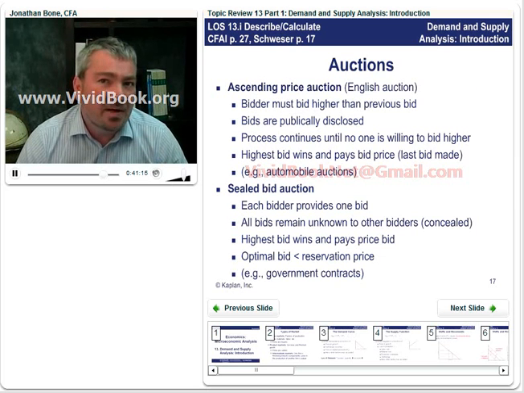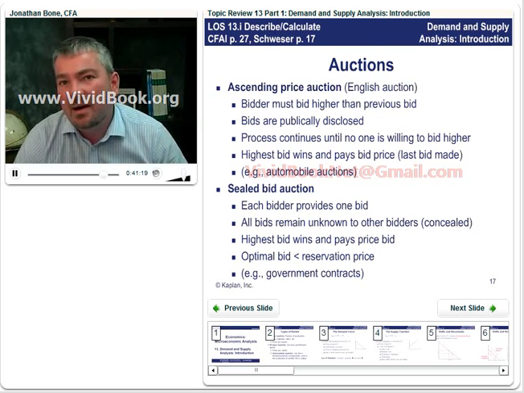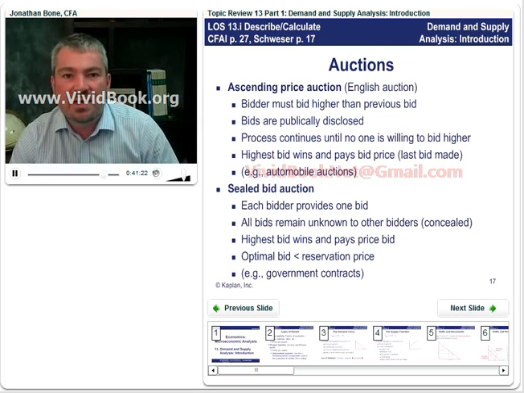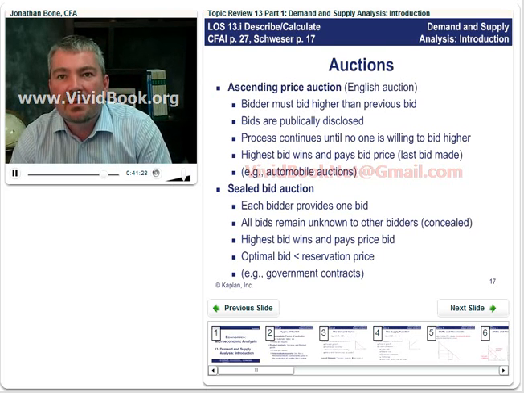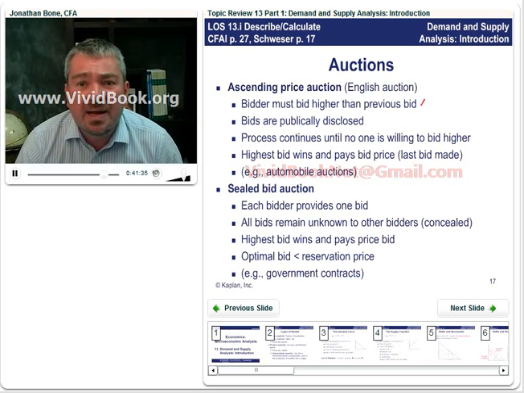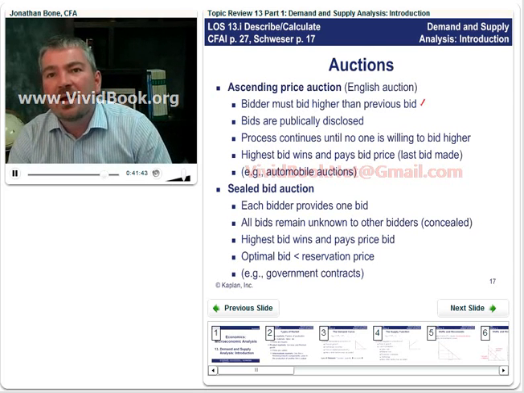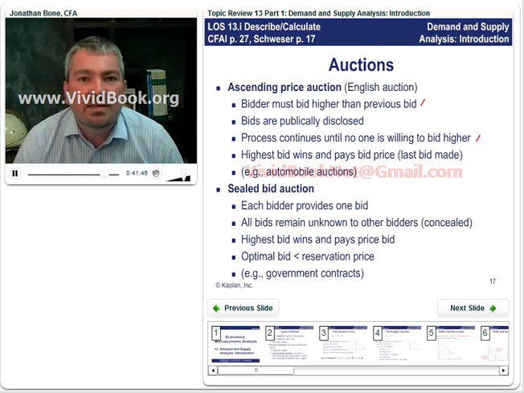Now, in an ascending price auction, the price starts low and each subsequent bid must be higher than the previous bid. That's a key point. Must be higher than the previous bids. Bids are publicly disclosed. This is happening in an auction room. Everyone's sitting together. People are putting their hands in the air to bid. So prices are rising. You know what the previous price was. And of course, the process continues until no one is willing to bid a higher price.